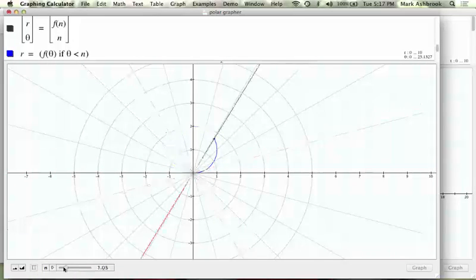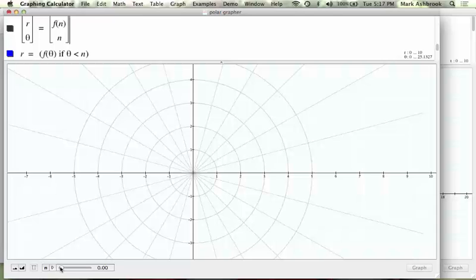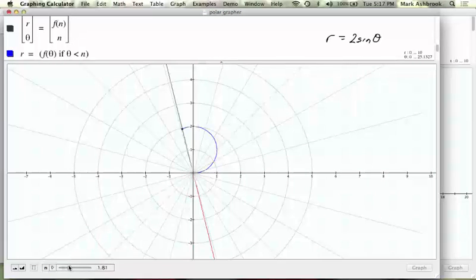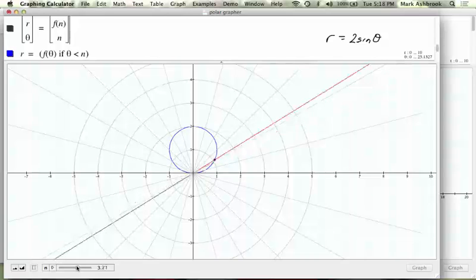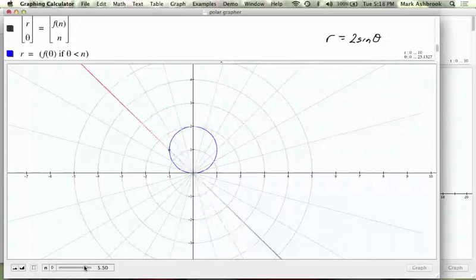Pretty cool. So this was what? r equals 2 sine theta. So you get the whole curve just from 0 to pi, and if you go from pi to 2 pi, it repeats it with the negative r values. What does it look like? Sure looks like a circle, doesn't it?